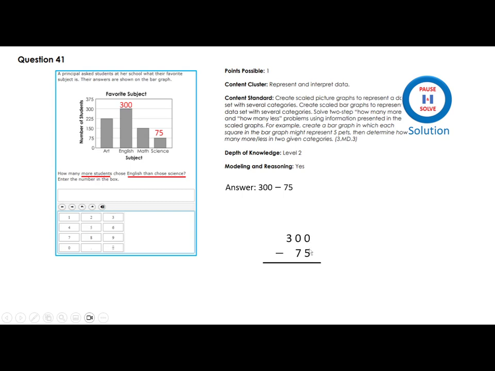0 minus 5 doesn't work. I have to borrow. I don't have anything to borrow from here, so I start borrowing from here. This becomes 2, 10, and 0. Now I can borrow from the 10. I get 2, 9, and 10. 10 minus 5 is 5. 9 minus 7 is 2. 2, 2, 5. Okay? Now, you can always verify your answer. 225 plus 75, you get 300. Okay?